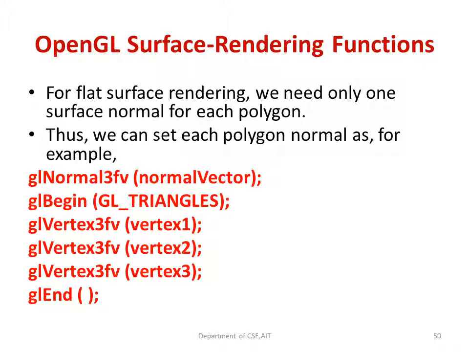So here we have one polygon which is called a triangle. The triangle consists of 3 vertices, vertex 1, vertex 2 and vertex 3. But because we are using flat surface rendering, the normal, glNormal3fv, we can give it only at one place and it will be applied for the entire polygon.